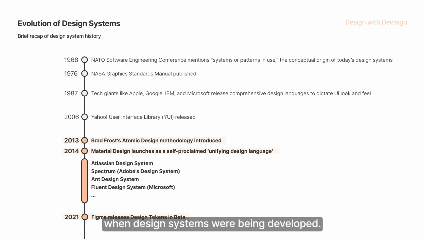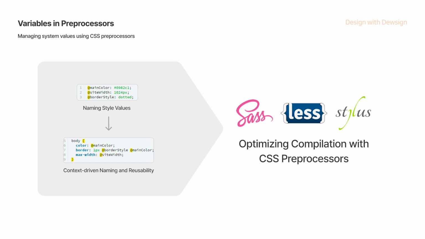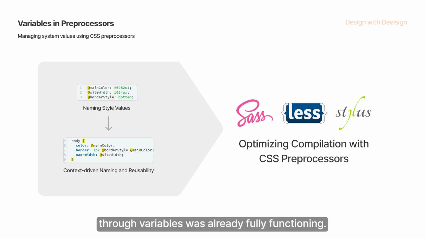systems were being developed. In the past, developers used CSS preprocessors to manage style values as variables. It simply wasn't linked with design tools back then. However, inside the code itself, design system management through variables was already fully functioning.